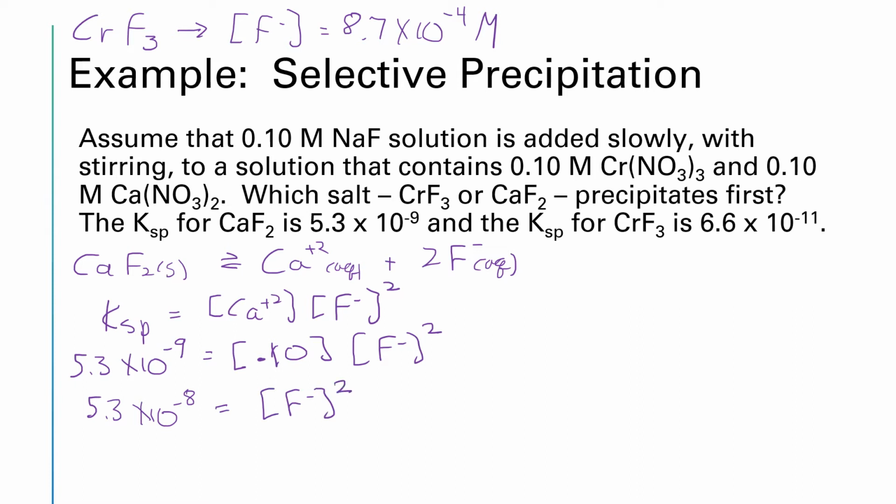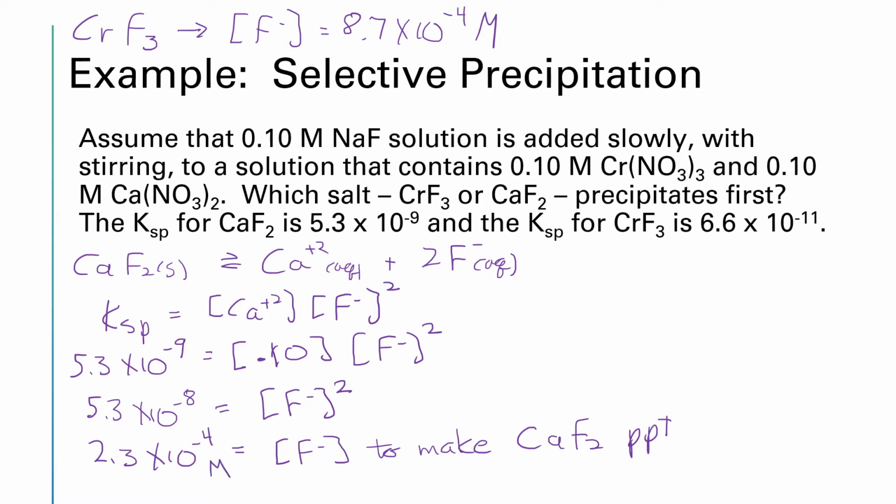And so if I take the square root of both sides, I'm going to get 2.3 times 10 to the negative 4 is equal to the fluoride ion concentration to make CaF2 precipitate. All right, let's compare that number to what we found for chromium fluoride. And it turns out that this is a little bit lower. They are both times 10 to the minus 4. So then we have to go and compare the coefficients that are in front. We've got an 8.7 versus a 2.3.